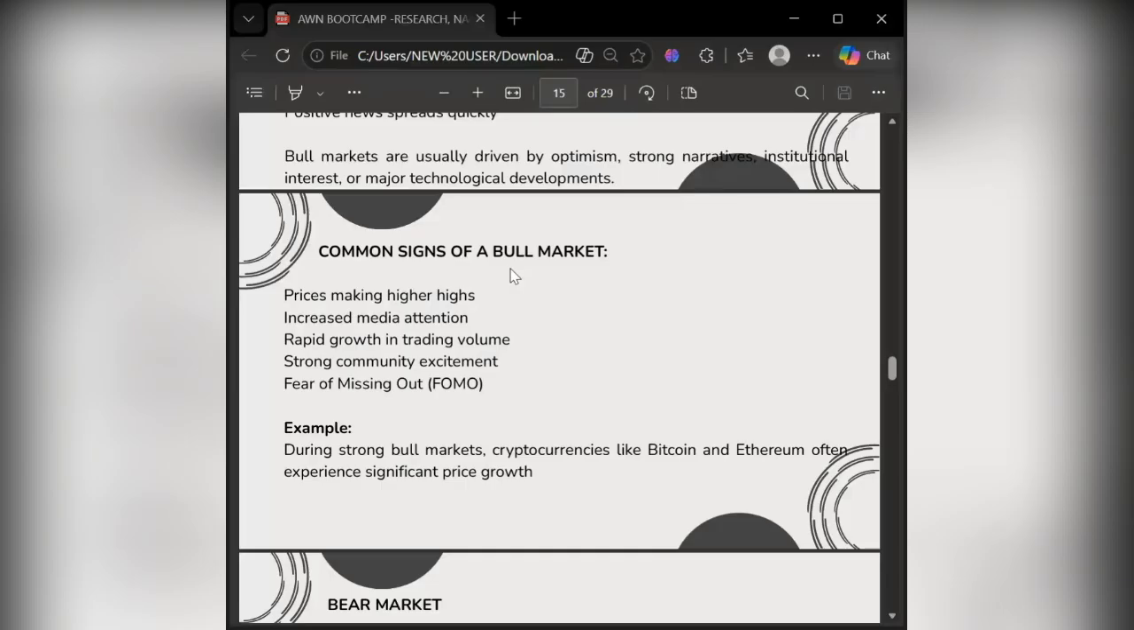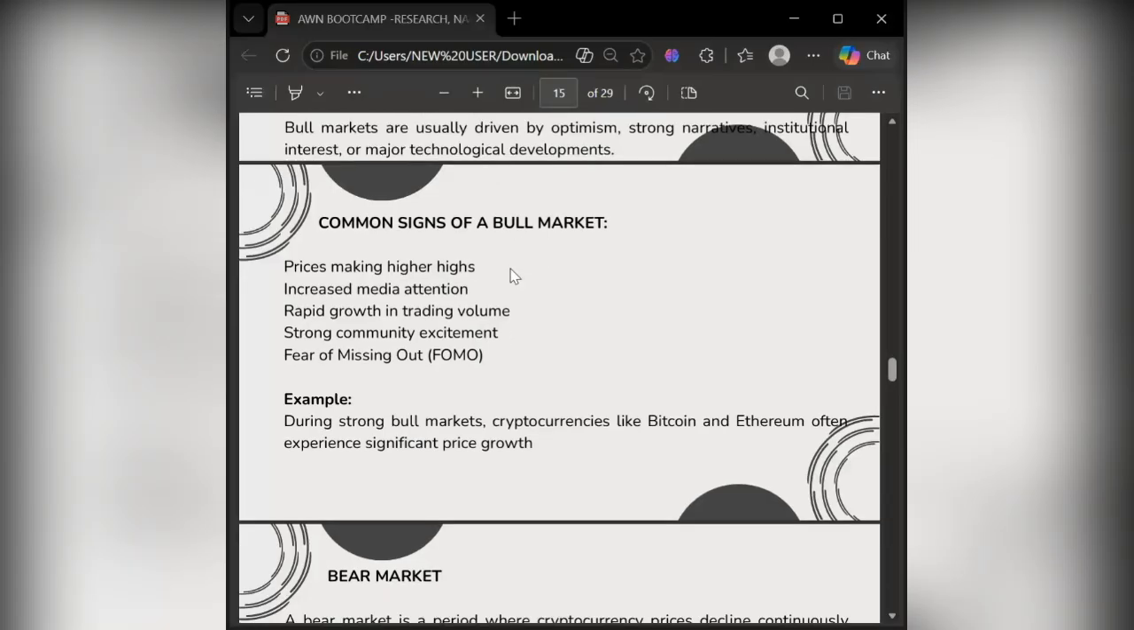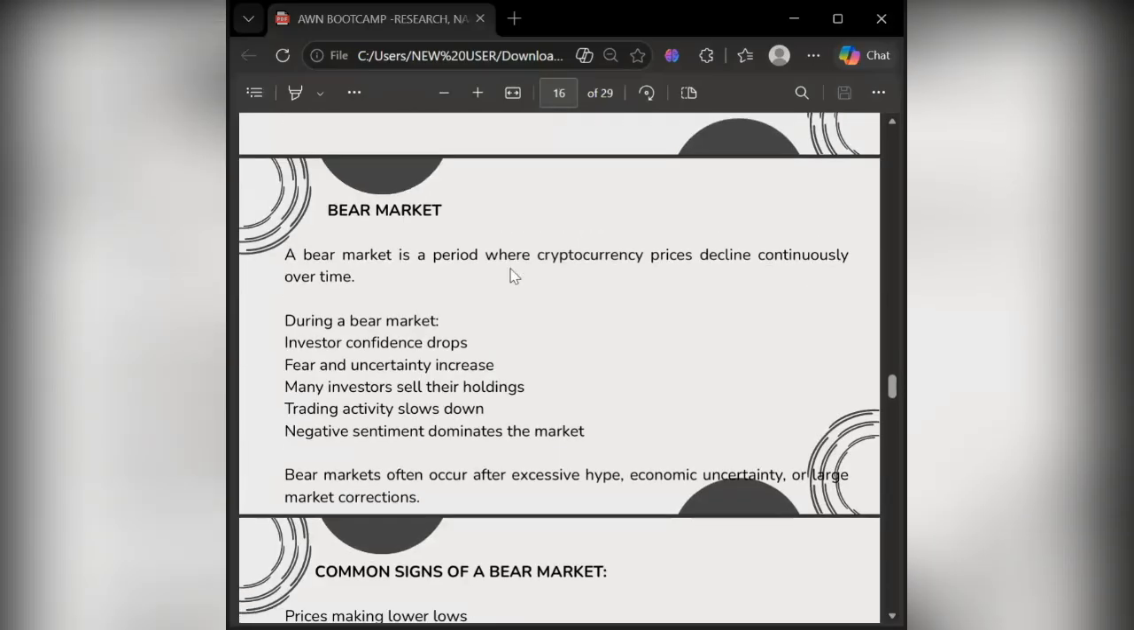So let's go over to the bear market. I've spent a lot of time on the bear market here. A bear market is a period where cryptocurrency prices decline continuously over time. Investor confidence drops. The lock-in period is when fear and uncertainty increase.